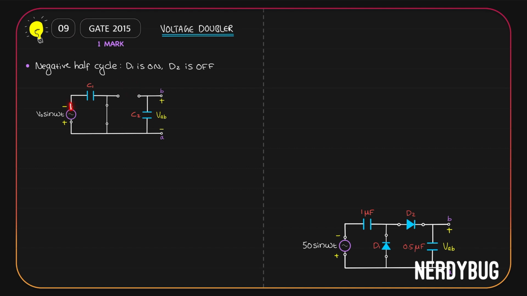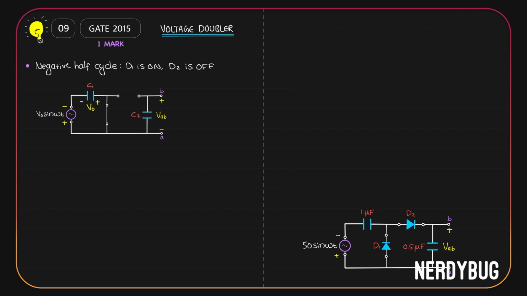Now the input is directly connected across the capacitor C1. We are talking about the negative half cycle. So when the input goes from 0 to the maximum negative value, the capacitor will get charged to its maximum. Capacitor will have a potential V0 across it with negative here and positive here. The input is now at its maximum negative. Now when it becomes less negative or more positive, will the capacitor be able to discharge?